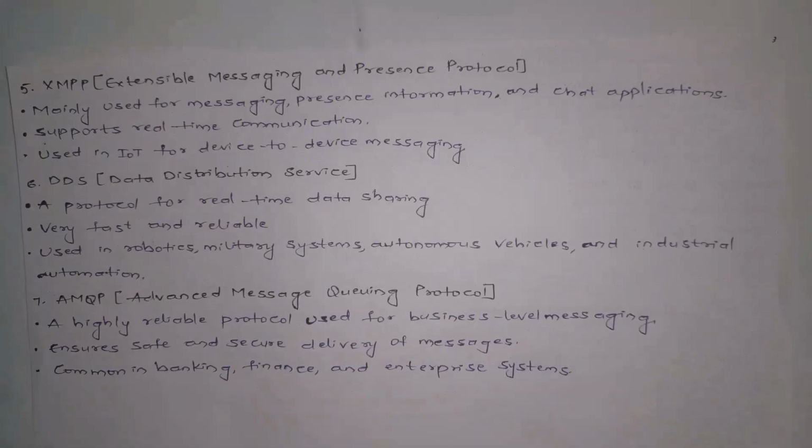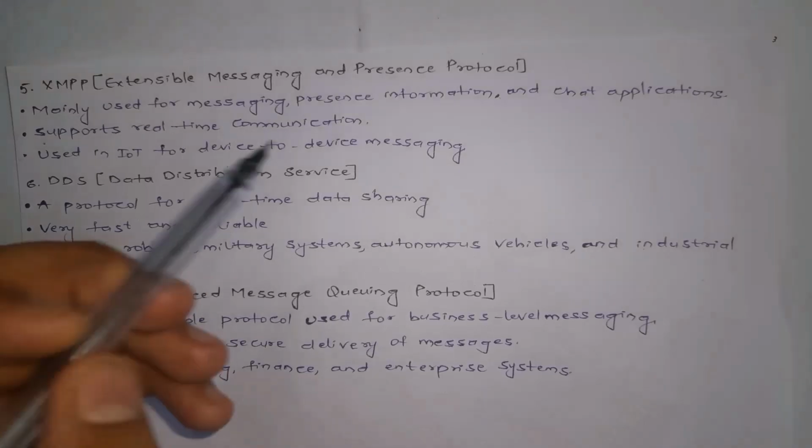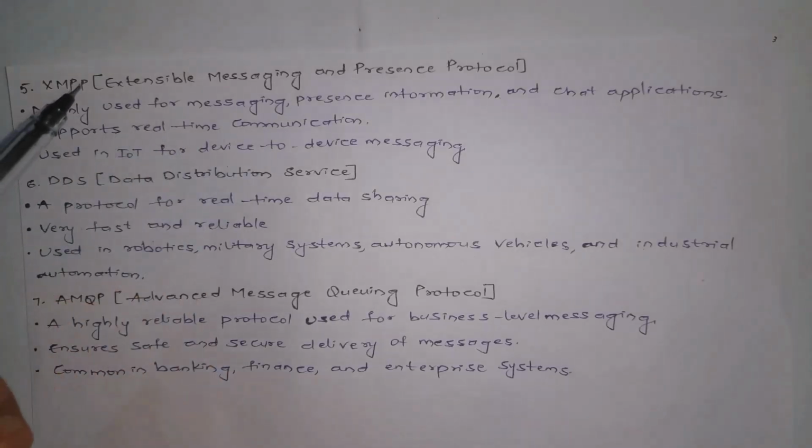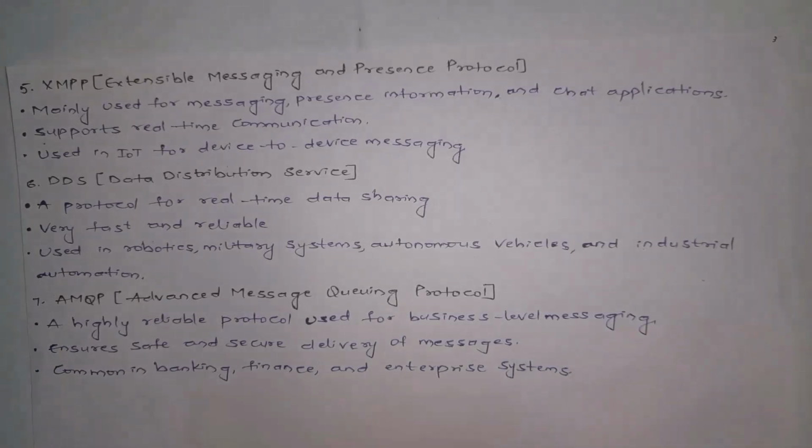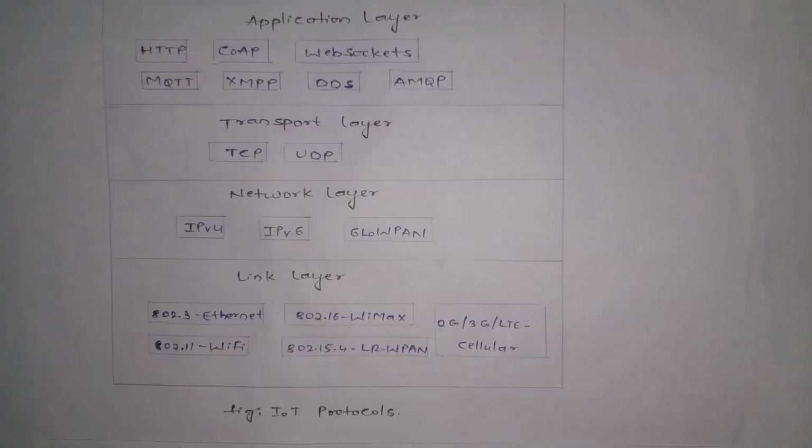And there are also some other protocols like XMPP, that is Extensible Messaging and Presence Protocol, DDS, that is Data Distribution Service, and AMQP, that is Advanced Message Queuing Protocol. All these protocols are used by IoT devices that need fast communication and for devices which want to transfer data without any errors.